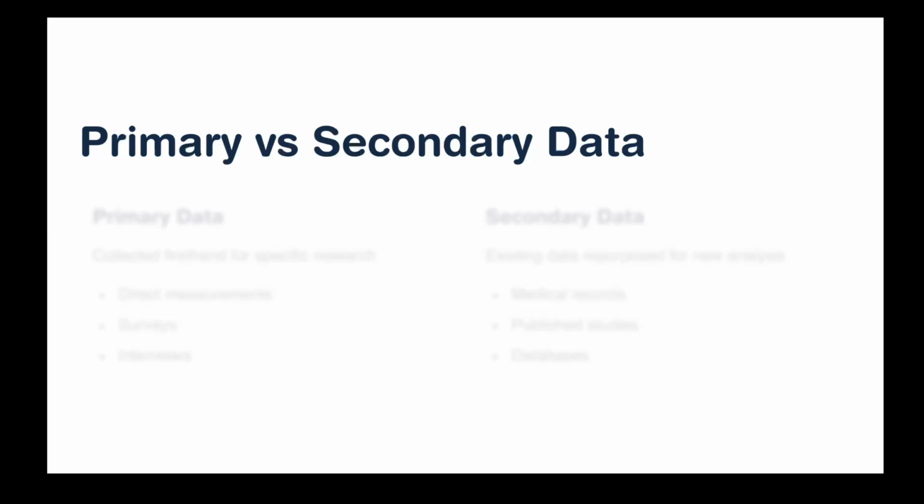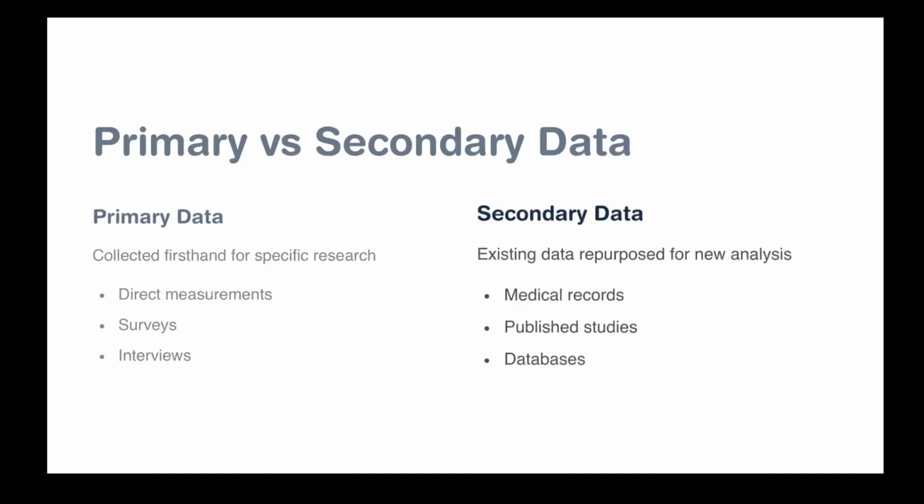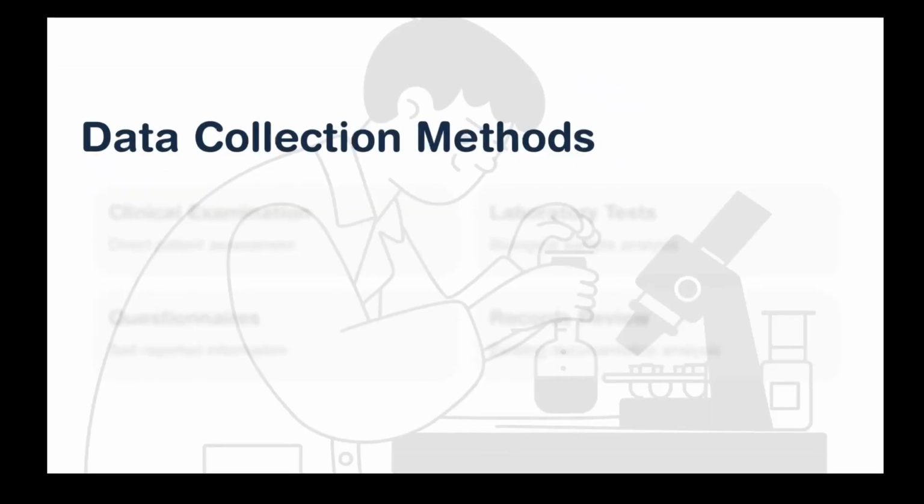We can also divide the data into primary data and secondary data. Primary data is collected firsthand for specific research, such as direct measurements, surveys, and interviews. This is directly firsthand for specific research, and it is called primary data. Then when we survey existing data that is repurposed for new analysis, such as medical records, published studies, and databases, this is called secondary data. So we can have primary or secondary data.